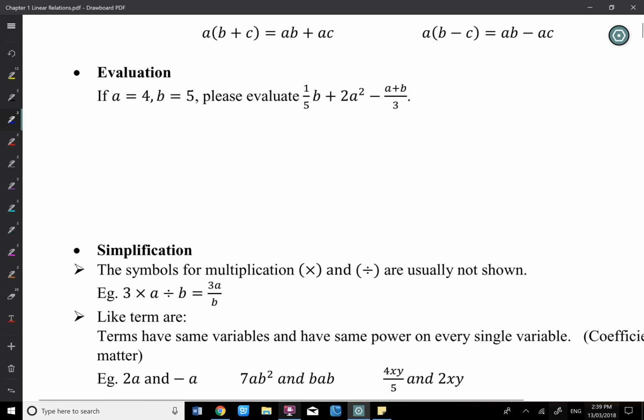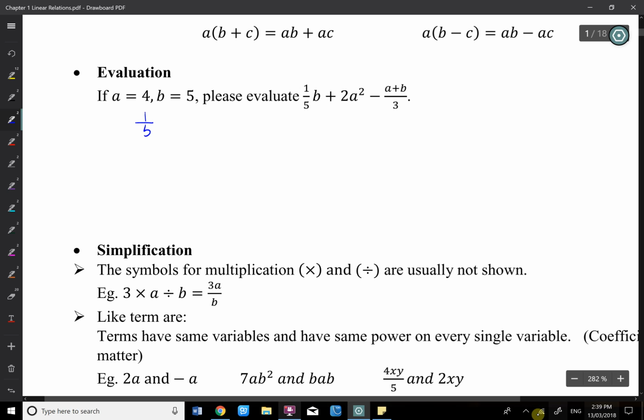The next one is evaluation. So a equals 4 and b equals 5. Evaluate 1/5 b plus 2a squared minus (a plus b) over 3. So 1/5 times 5 plus 2 times a squared, which is 4 squared, minus a plus b, which is 4 plus 5, divided by 3.